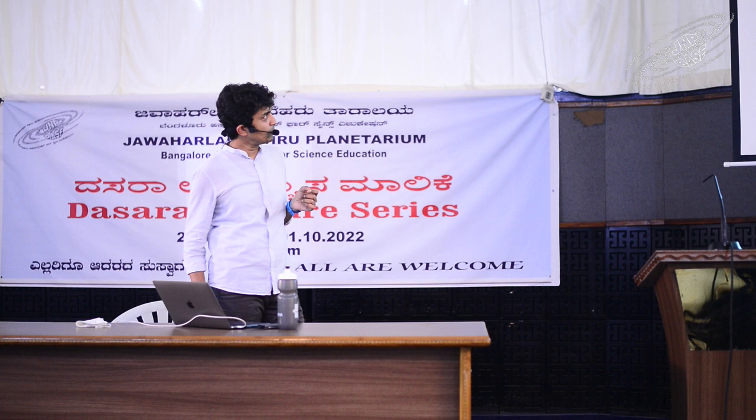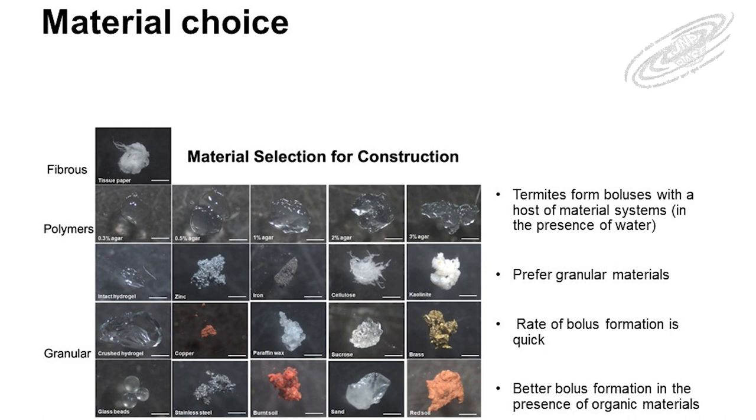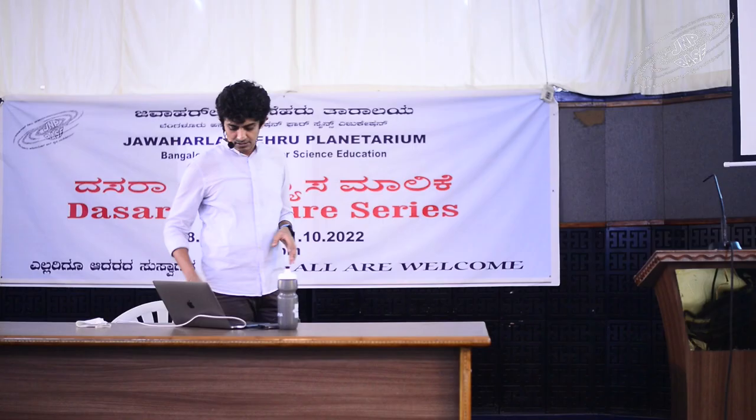Another thing that I want to point out is, again, I want to make the point that this is somewhat inbuilt into them. The moment they see a type of material, they gather it and try to build something with it. So the experiment that we did was we gave them a range of materials, all sorts of stuff: glass beads, stainless steel pieces, burnt soil, sand, red soil, brass, paraffin wax, copper, zinc pieces, iron filings, all sorts of things. We just gave it to the termites and tried to figure out what they were going to do with it. But they do end up making these brick-like structures and they try to build with whatever is available. So that's inbuilt into them. That was the whole point of this experiment.